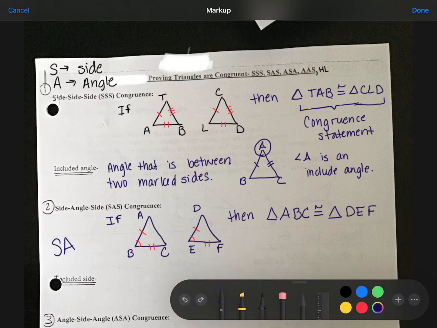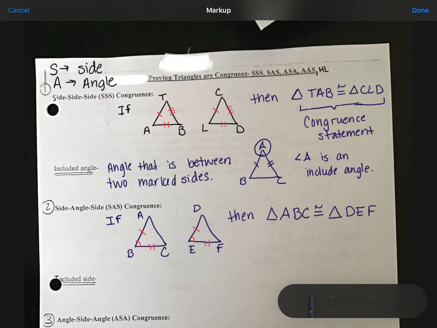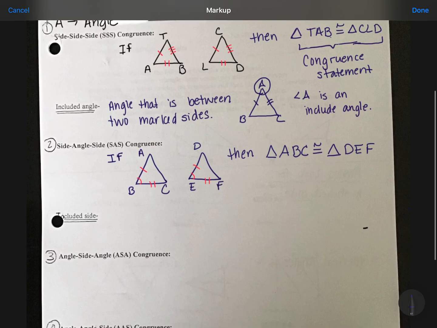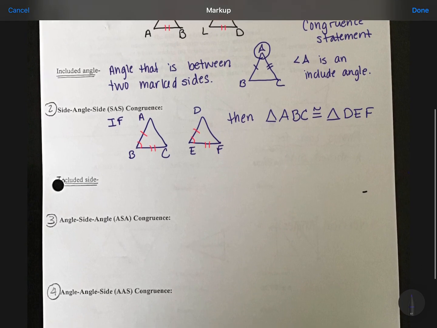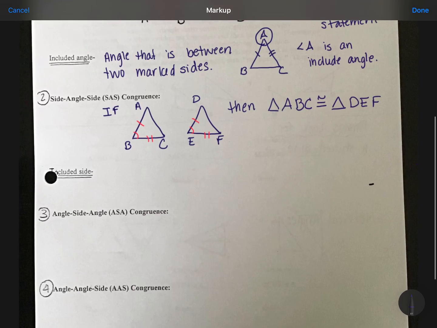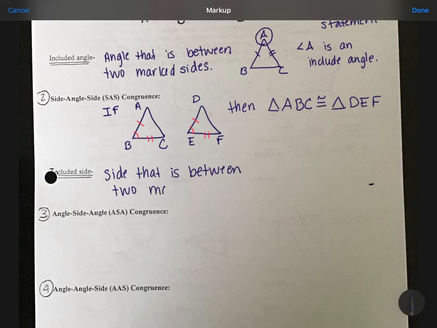And that's going to be important because we have another one that we're going to look at. Angle, angle, side, and angle, side, angle are next. All right, so now we've got an included side. This is going to be a side that is between two marked angles. This is what I was trying to say earlier, but I was doing the wrong definition. All right, a side that is between two marked angles.